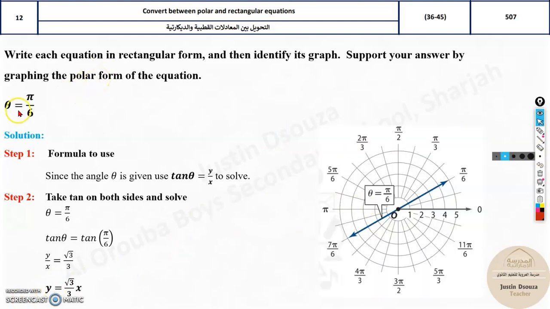But the easiest of all is just look at this. Theta is equal to pi by 6, right? Since there is no radius given, you have to just draw a straight line from the positive and the negative side at pi by 6. That's it. So if it's a graph, you can easily eliminate the other graphs and easily get the correct answer.